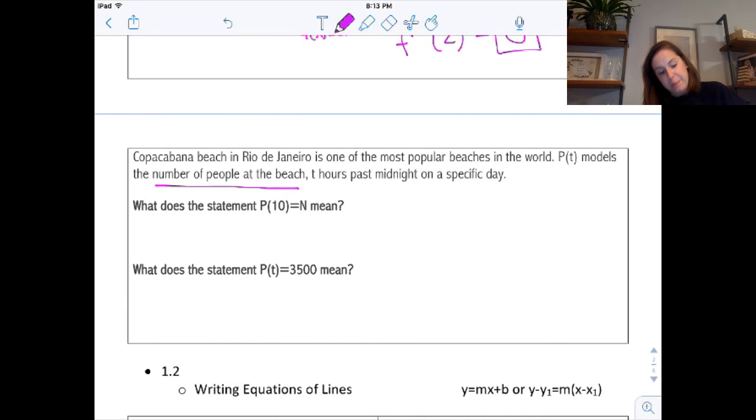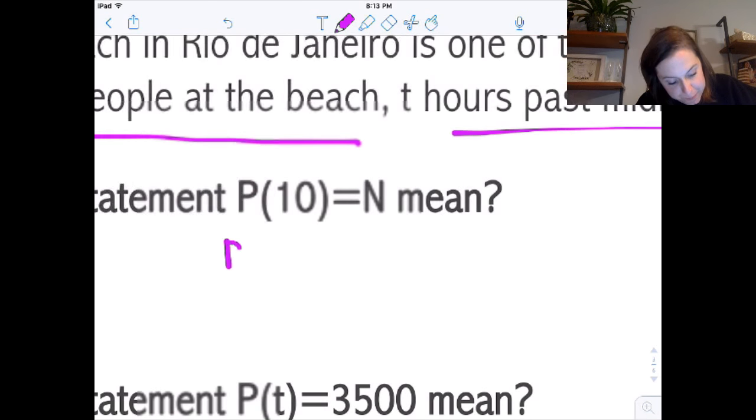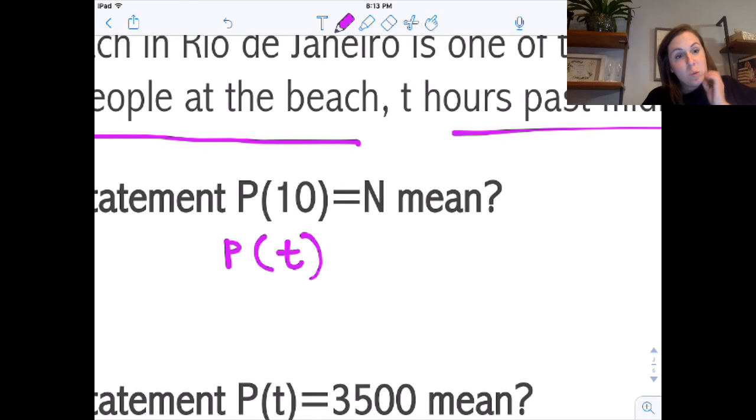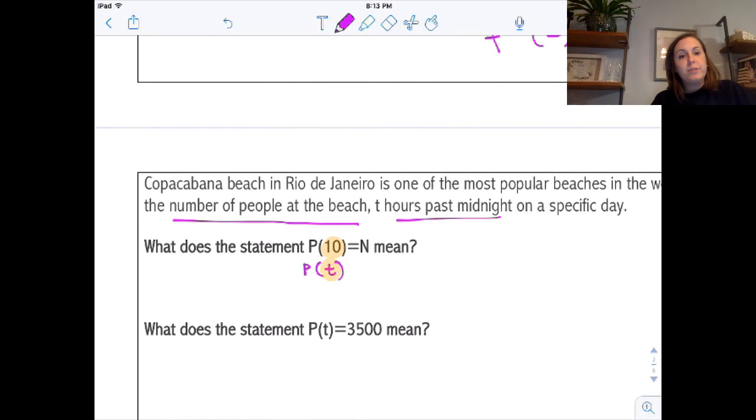So when I see P of 10 equals n, here's what I need to analyze. It was P of t, right? Which means that 10 is t here. So I already see that 10 is t. I know t is hours past midnight. So what I can tell myself here is that this means 10 hours past midnight.